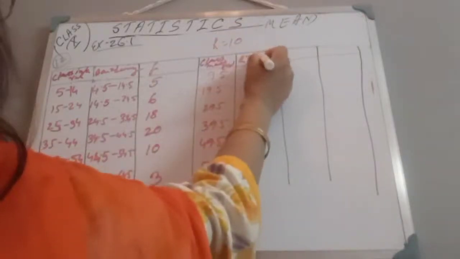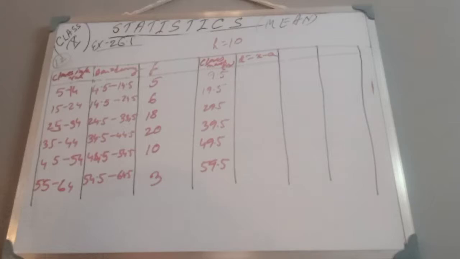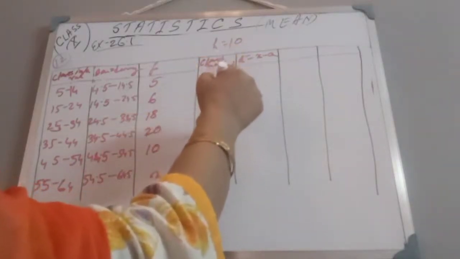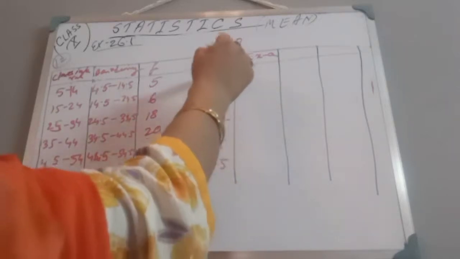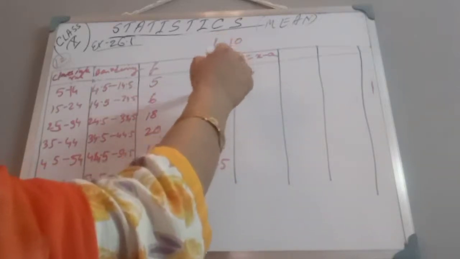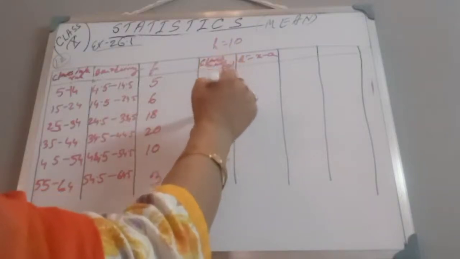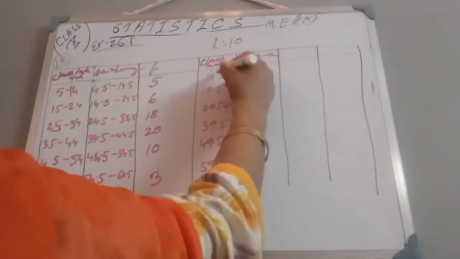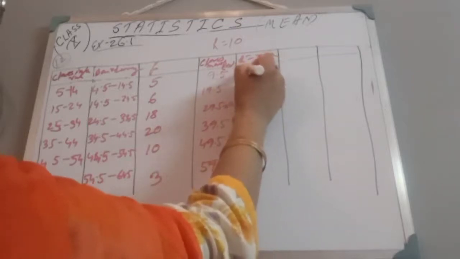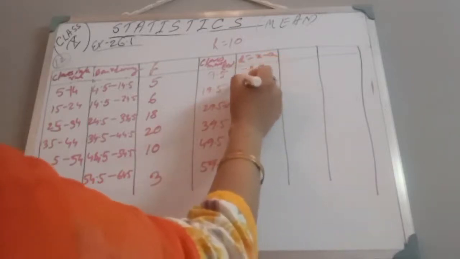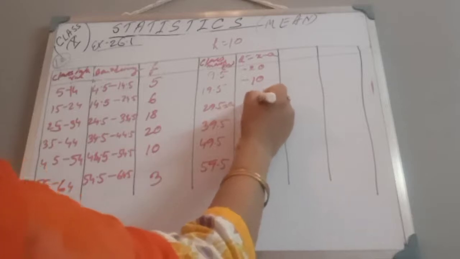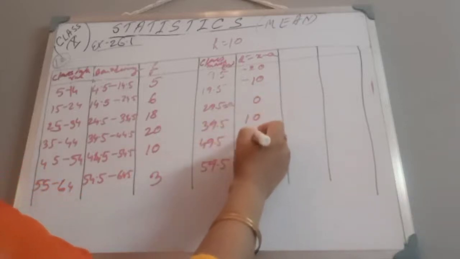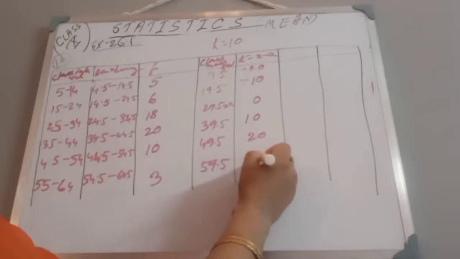Next is d, that means deviation, x minus A. So we have to assume one number. How many values are there in the class mark? 1, 2, 3, 4, 5, 6. From the middle two, we can choose this one as A, 29.5. Now d equals x minus A. So 9.5 minus 29.5 is easily minus 20. Then next is minus 10, next is 0, next is 10, next is 20, next is 30.